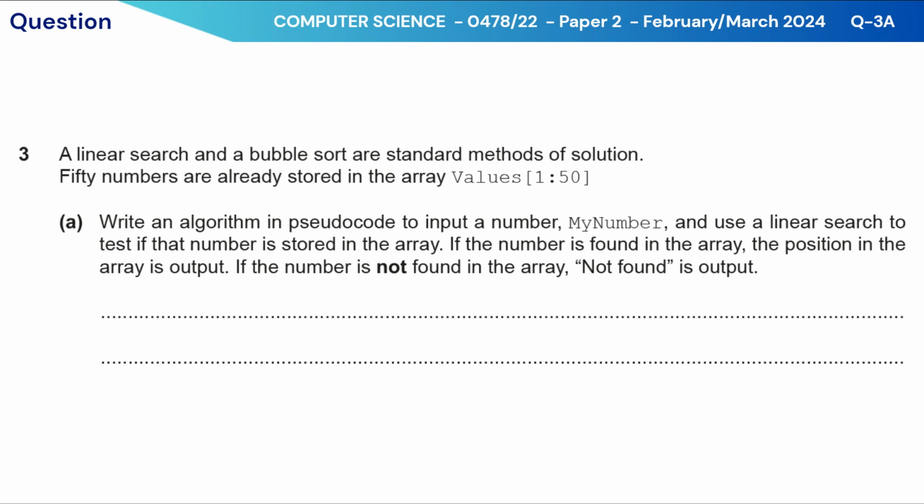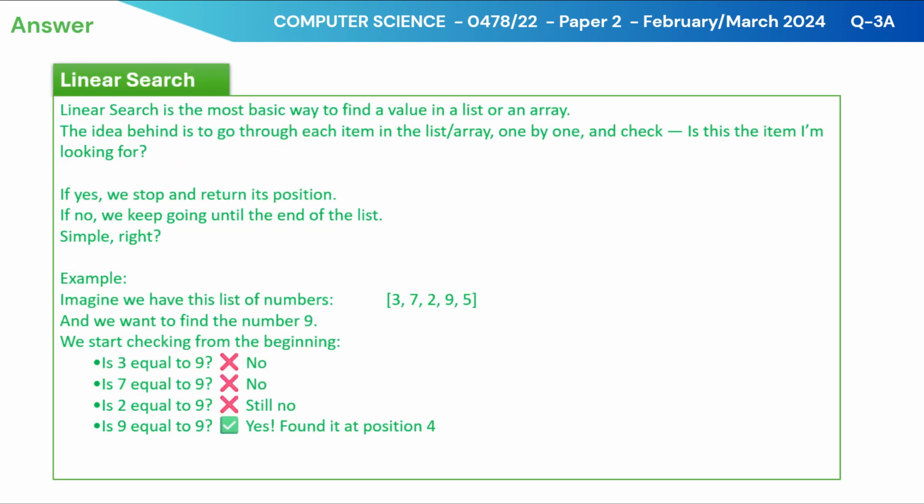Write an algorithm in pseudocode to input a number, my number, and use a linear search to test if that number is stored in the array. If the number is found in the array, the position in the array is output. If the number is not found in the array, not found is output. To answer this question, let's have an idea of linear search and bubble sort.